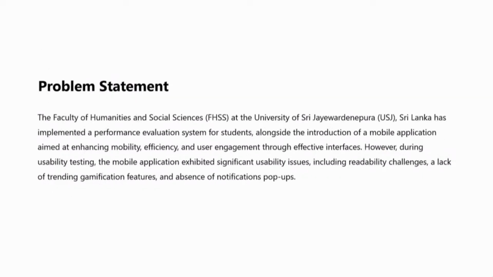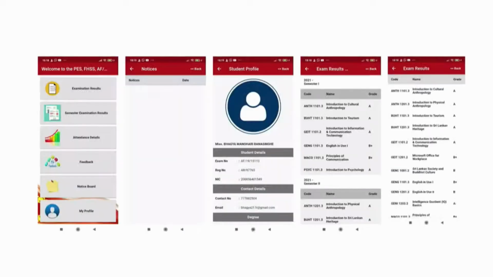When going through usability studies and user testing, we identified there are a lot of problems with the current app, the FHSS app, and there are more readability issues, and we identified the users are not satisfied with the mobile app. This is the past app we have, and you can see there are some readability issues and user experience issues.